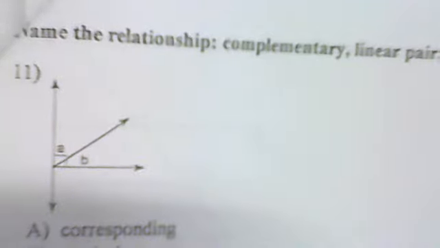So hello everybody, we're going to do number 11 now on our practice test. We have to pick the word that describes the relationship between these two angles. And what we have to remember is that this little box right here stands for 90 degrees. So we're going to have to recall that complementary angles add up to 90 degrees. Those are two angles that if you add up their measure, you get 90.